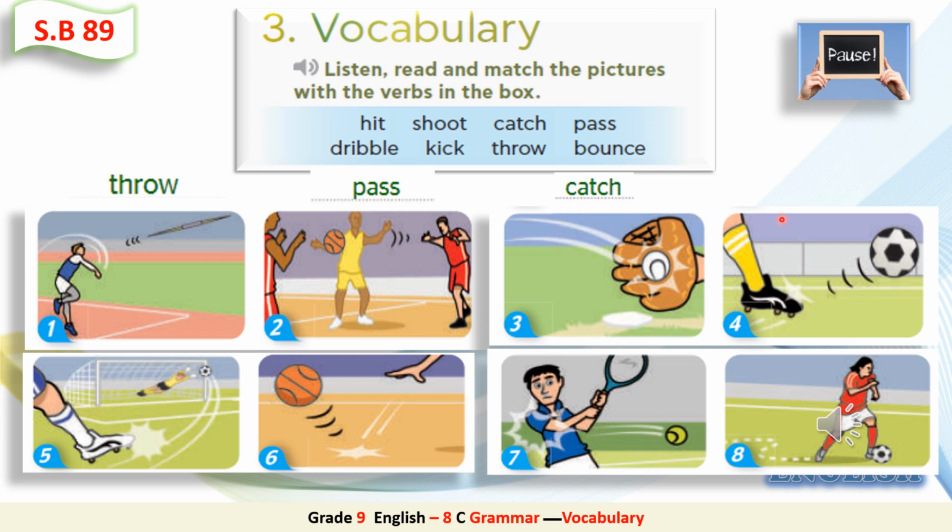Look at the fourth picture. Which of these verbs describes this picture? Excellent. It's kick. Now, in which sports do we kick the ball? Very good. We kick the ball in football, for example. Now, let's go to picture number 5. What does this picture show? Excellent. It's shoot. Now, in which sports do we shoot the ball? Very good. In football and basketball.